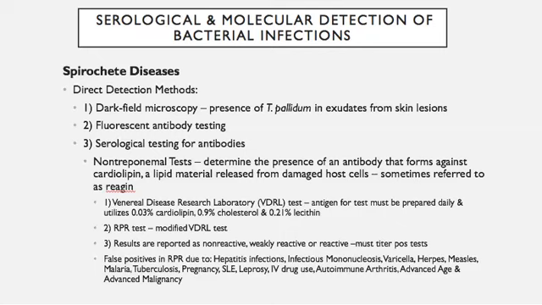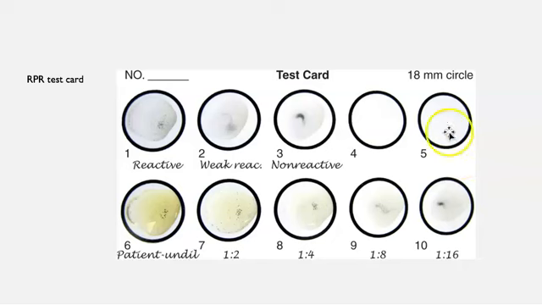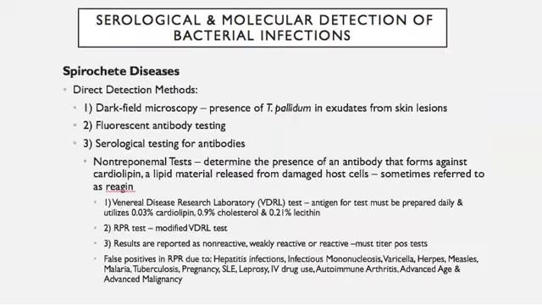and you guys actually should have performed one of these in micro, I think. Of course, maybe you didn't. We might have done that in urines, but it looks like these little cards where you're looking for the tail. So the RPR results are reported as non-reactive, weakly reactive, or reactive. Any that are reactive or weakly reactive have to be titered.